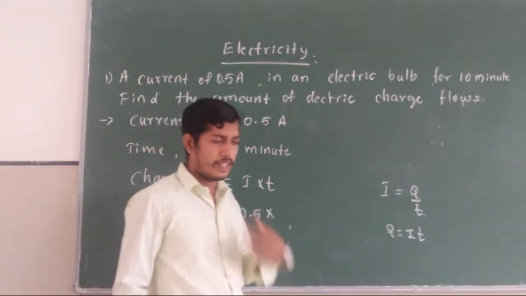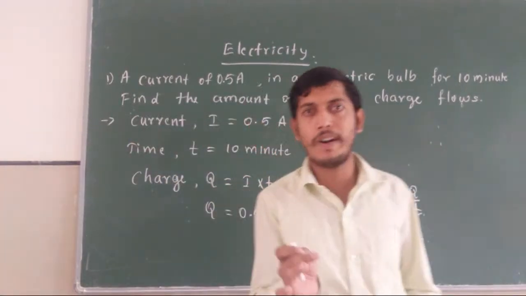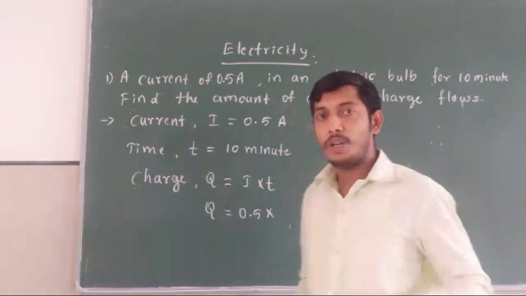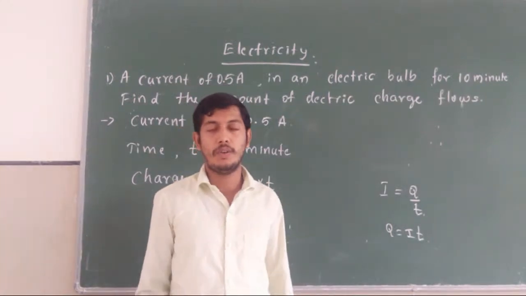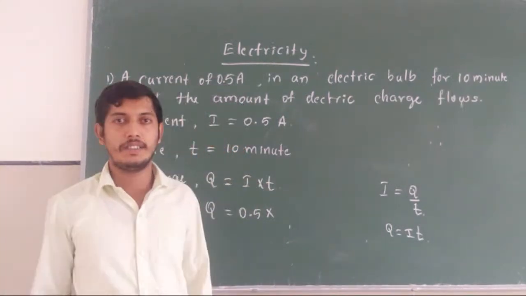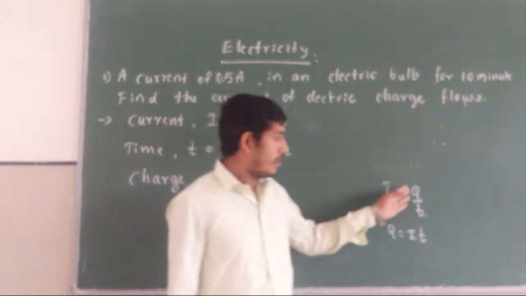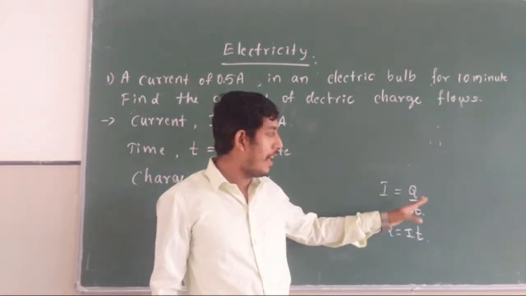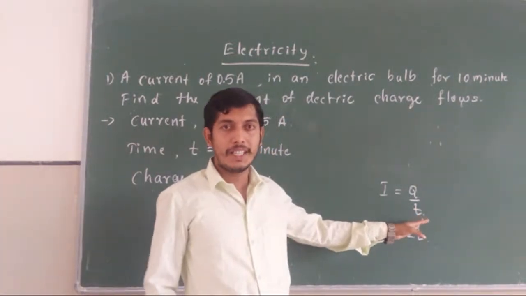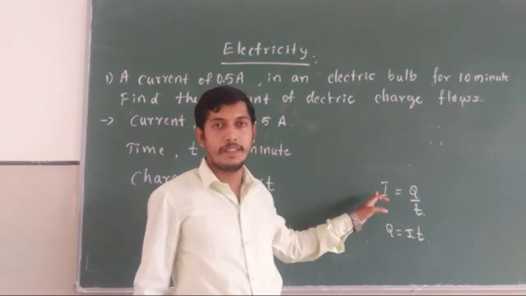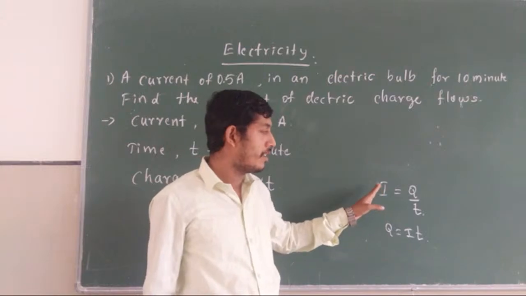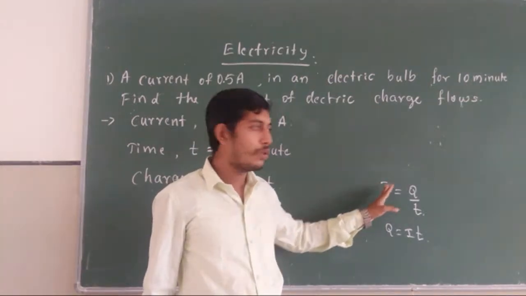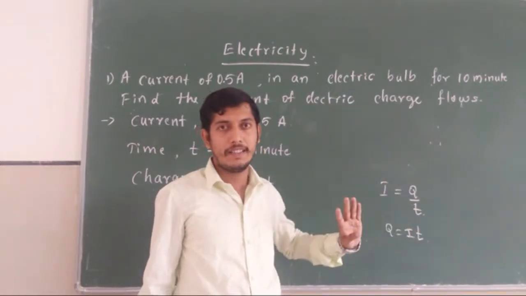First, while solving problems, we have to write the given data. After that, you have to consider all the data in SI units. In I equals Q by T, the SI unit of charge is coulomb and the SI unit of time is second. Coulomb per second is ampere, correct? That is the SI unit of current.